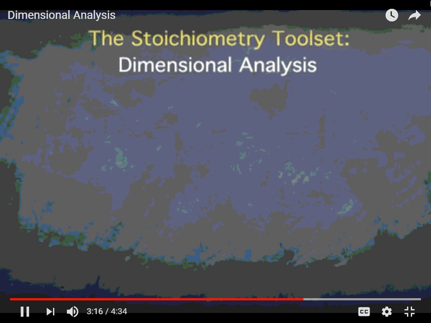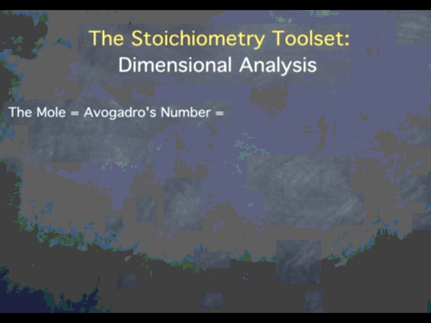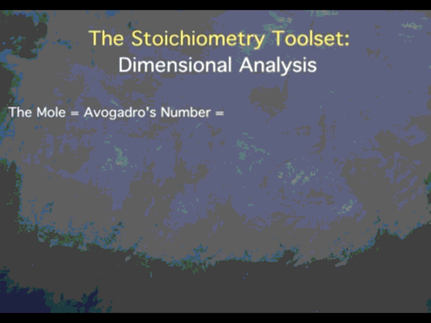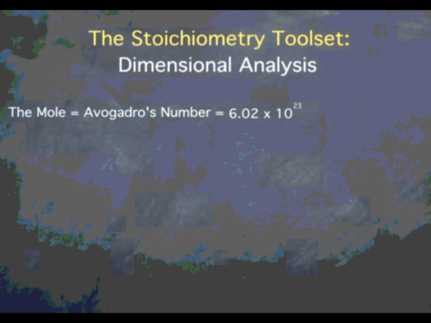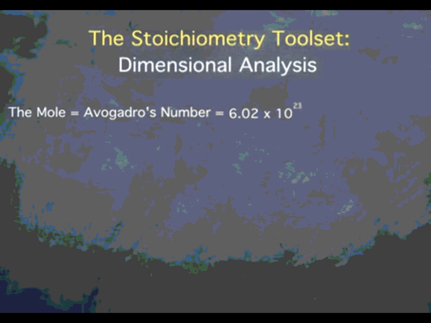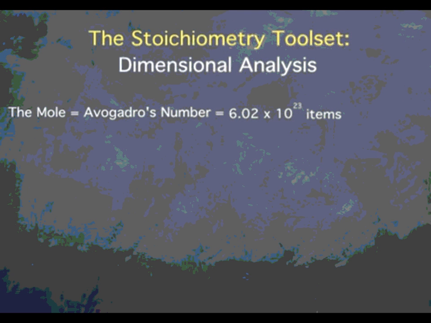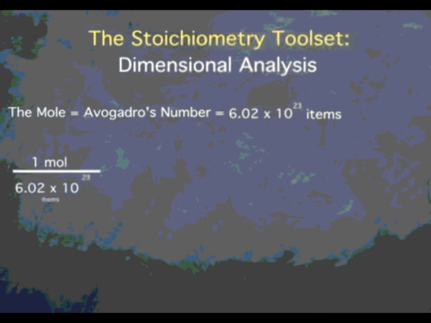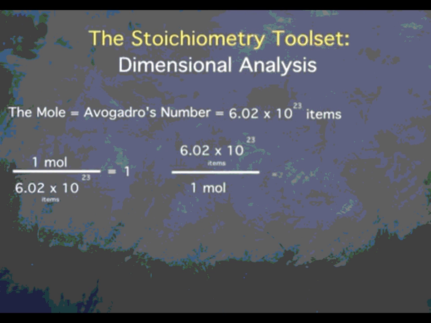A particularly useful unit in chemistry is that of the mole. The mole is defined as Avogadro's number of items, where Avogadro's number is often abbreviated as Na and has the value 6.02 times 10 to the 23rd. So the definition of the mole can be written as 1 mole equals 6.02 times 10 to the 23rd items. This unit definition gives us the ratios: 1 mole over Avogadro's number of items equals 1, and Avogadro's number of items over 1 mole equals 1.